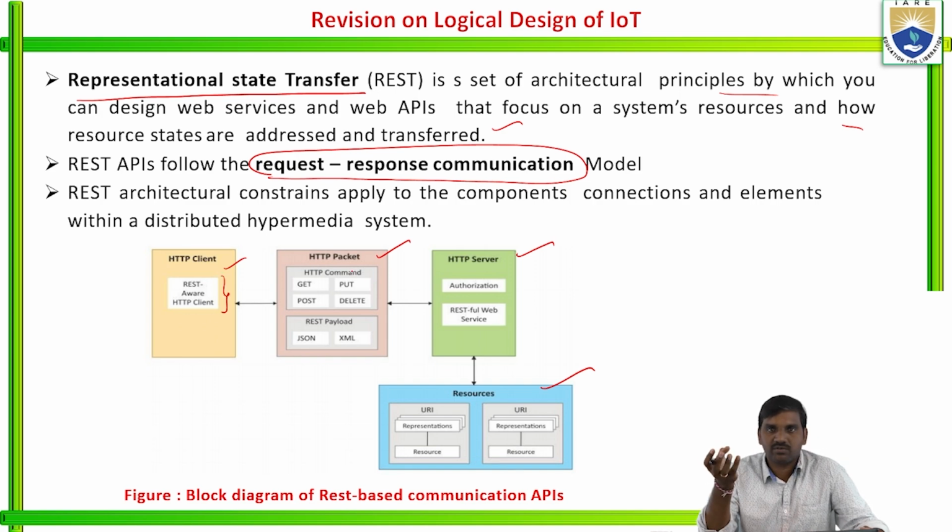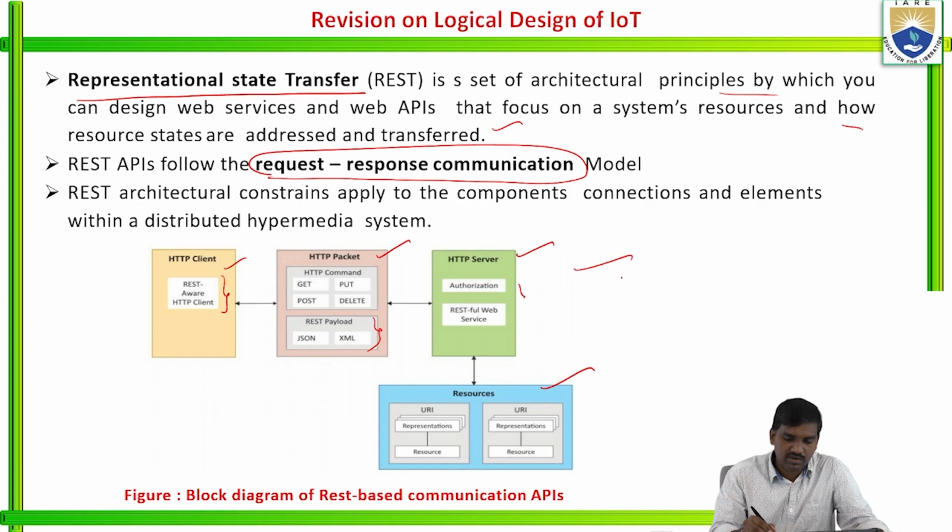We have different types of HTTP commands like PUT, GET, POST, DELETE, like that. Here the payload is in JSON and XML in the form of a response. The HTTP server handles authentication and RESTful web services. Resources are representation resources, that is, URI. So this is the main block diagram of representational state transfer.